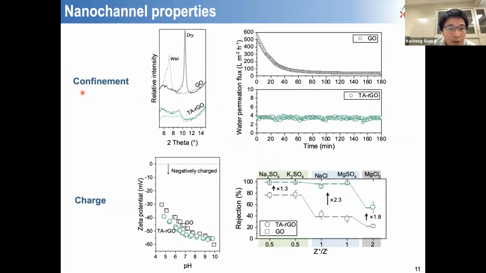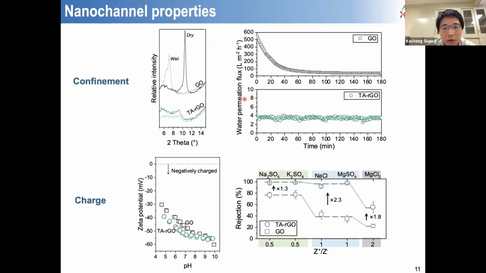So the first point is confinement. The graphene oxide interlayer is not stable underwater. When the sample is wetted by water, the peak shifted to the left side, which indicates expanded interlayer spacing. But for the modified RGO membranes, the peak position was kept in a similar position.